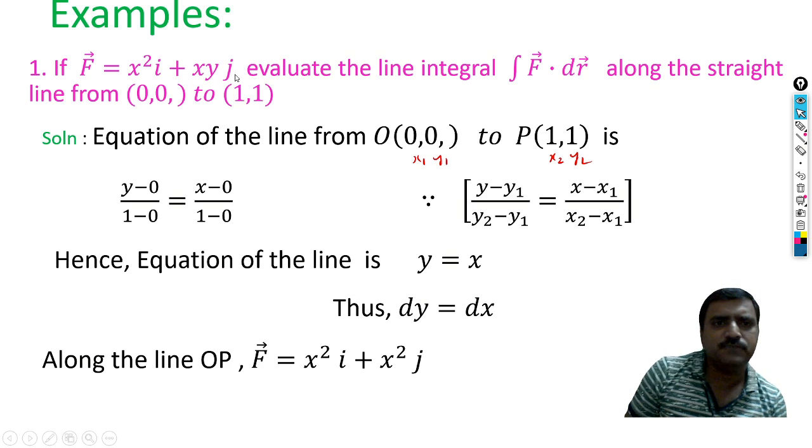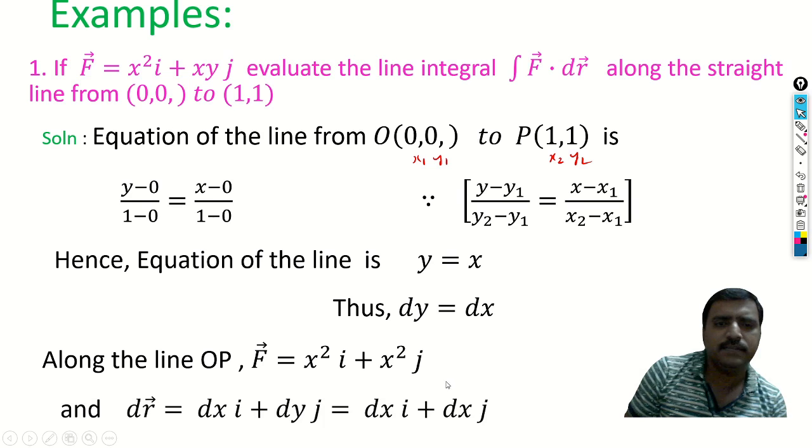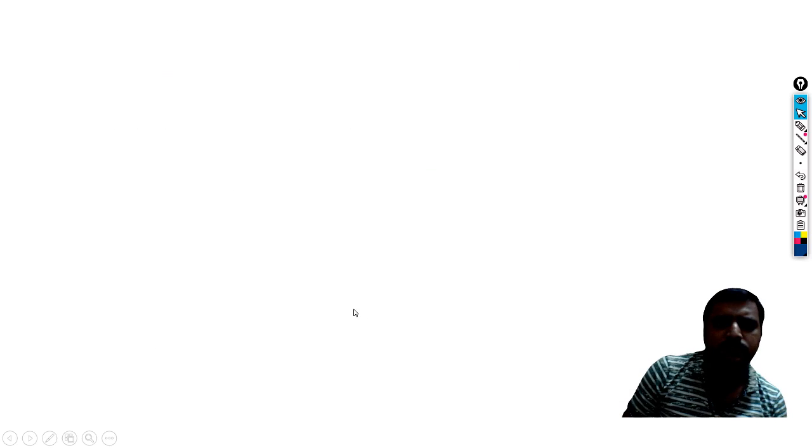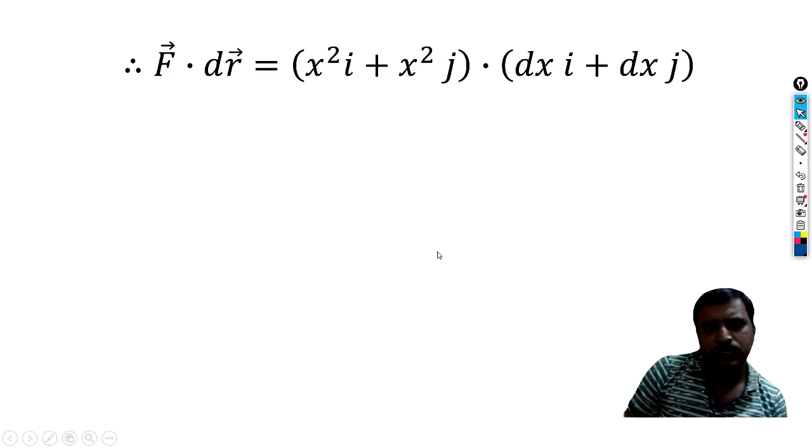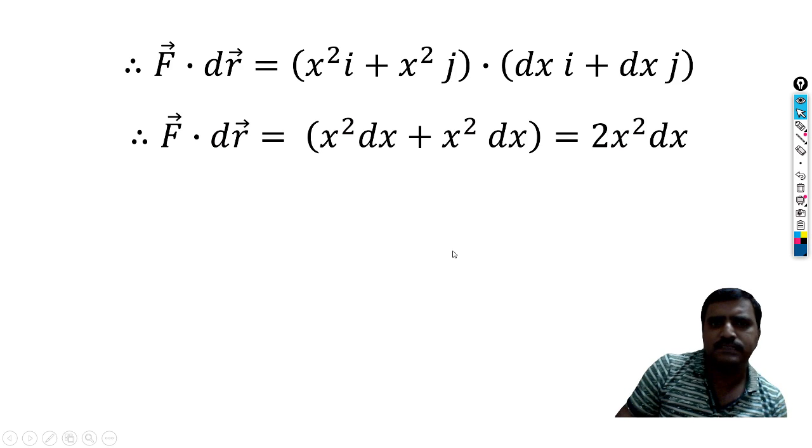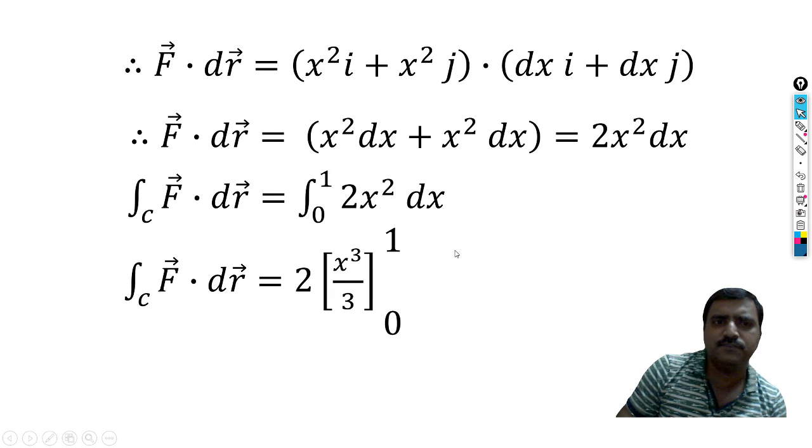The given F is x square i plus xy j. Now it is x square i plus x into y, and since y is equal to x, we write x into x, which is x square j. Now dr means dx i plus dy j. What is dy? dy is dx, so it is dx i plus dx j. Now take F dot dr: it is x square i plus x square j dot dx i plus dx j. That is x square dx plus x square dx, which is 2x square dx.